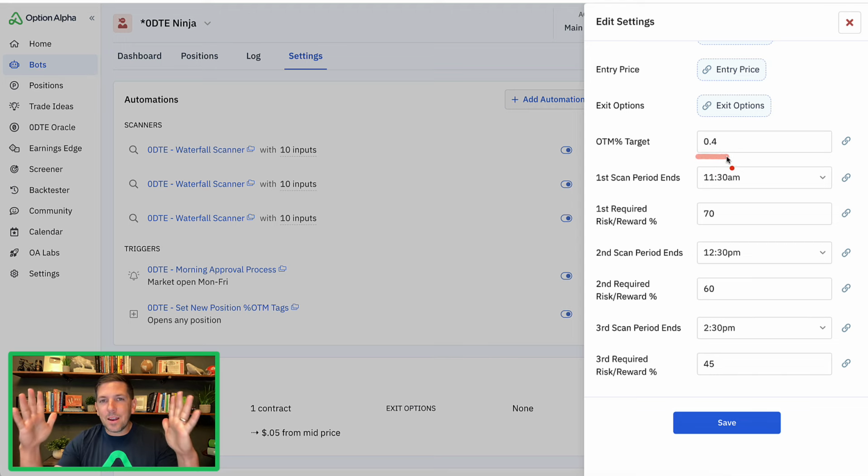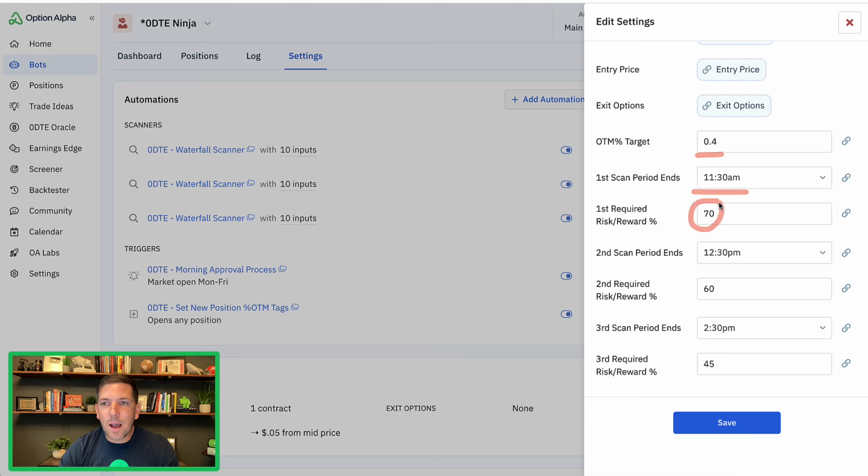So you can see I'm kind of stair-stepping this in. You can get the idea of an accordion where you're moving this in and saying, look, I'm looking for 0.5% out of the money. Then I'm looking for 0.4% out of the money. Then I'm looking for 0.3% out of the money. So if you take a look at this one here, this one's 0.4% out of the money. First scan period ends at 11:30.